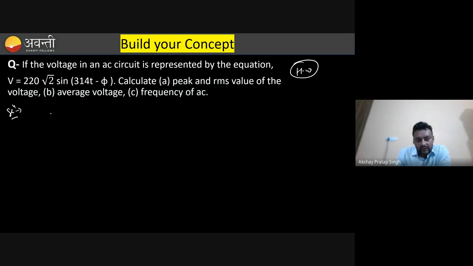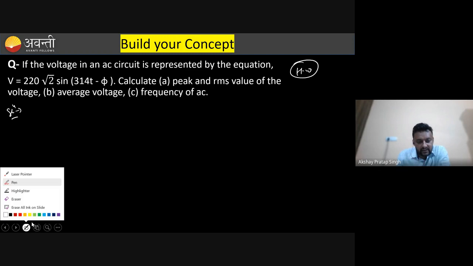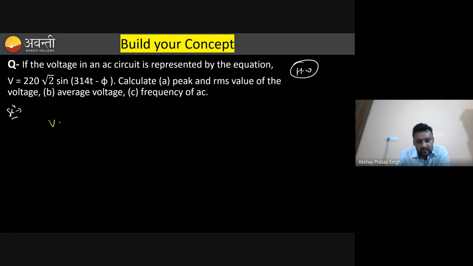If you don't know, then what you can do, the basic equation we have seen is V equals V naught sine omega t plus minus phi. From this equation, you can compare V naught, you will get 220 root 2. Omega, you will get 314. And this is a sinusoidal function. For a sinusoidal function, we know the average value and the RMS value. You know the formulas. So there is no need to solve this question right here. We will move towards the next question.